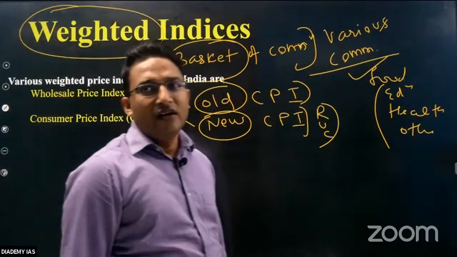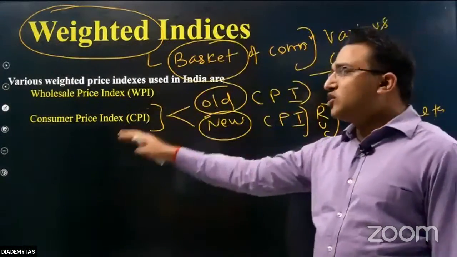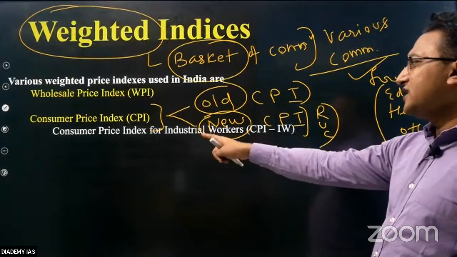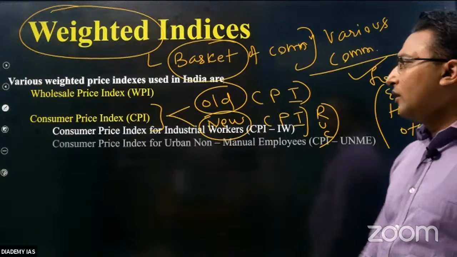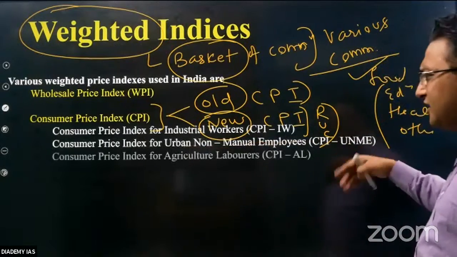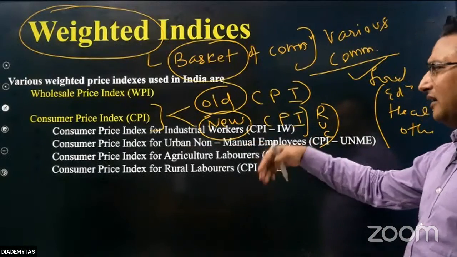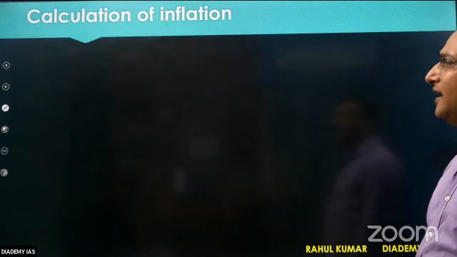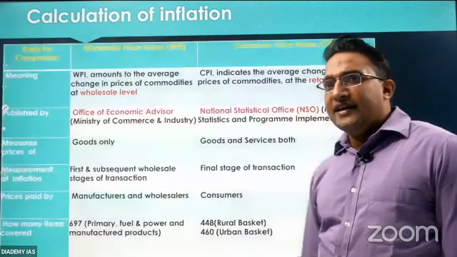So wholesale price index, consumer price index, right? So consumer price index for the industrial workers, consumer price index for agricultural laborers, we will discuss each one of them, and then CPI combined, etc., right? So these are the weighted indices.